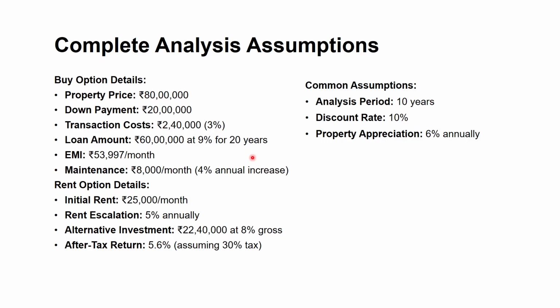Then monthly maintenance of 8,000 rupees escalating at 4% annually, reflecting realistic upkeep cost. Then property appreciation of 6% annually, aligned with long-term Indian real estate trends in tier 1 cities. And then for the rent option, 25,000 monthly rent with 5% annual escalation is market realistic. The 8% investment return assumes equity mutual fund or similar instrument with 30% tax reducing effective return to 5.6%. So, our 10% discount rate reflects the opportunity cost of capital for a middle class professional. The 10-year analysis period provides meaningful comparison while remaining realistic for career and family planning horizon.